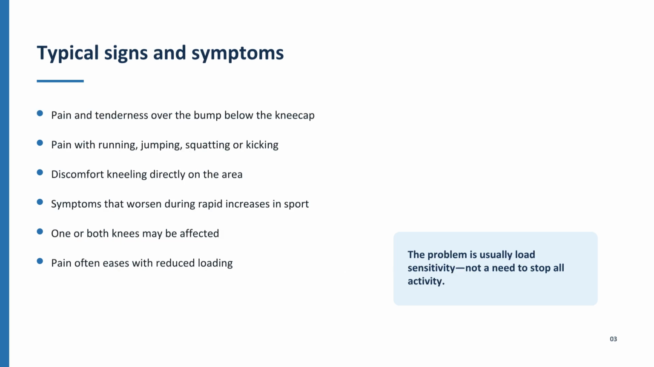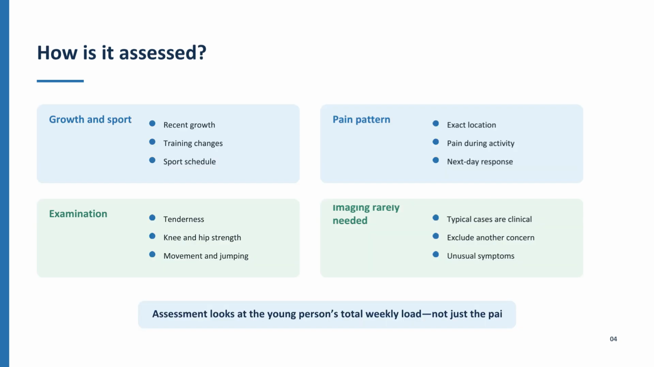Pain is usually localized over the bony bump below the kneecap and is commonly aggravated by running, jumping, squatting, kicking, and kneeling directly on the lump. Symptoms often flare when training volume increases or during a growth spurt. Either one or both knees may be affected. Pain will normally improve when the aggravating load is reduced. However, complete rest can result in lost strength and make returning to sport more difficult.